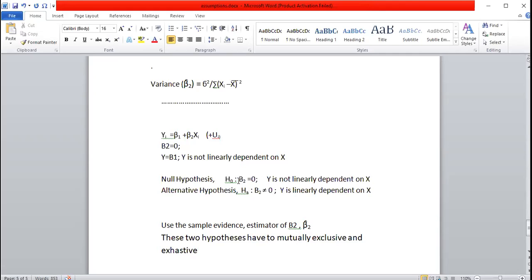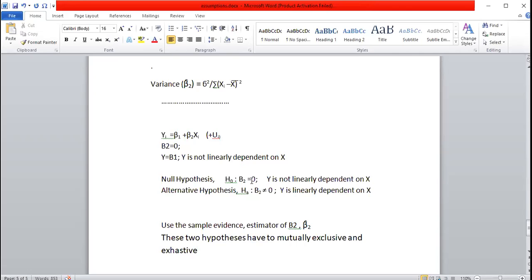So think about these two hypotheses: beta 2 equals 0 and beta 2 is not equal to 0. Is there any overlap? Any intersection between these two? No. Are you there? Yes, Professor. So are these two hypotheses mutually exclusive? Mutually exclusive means the value you have in the null hypothesis cannot be in the alternative hypothesis, and whatever values you have in the alternative hypothesis cannot be in the null hypothesis.